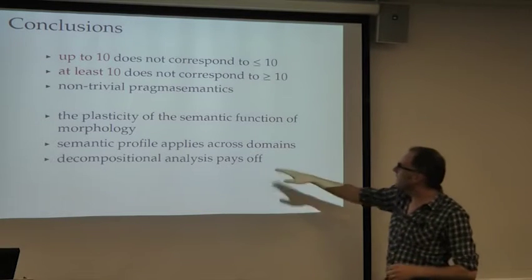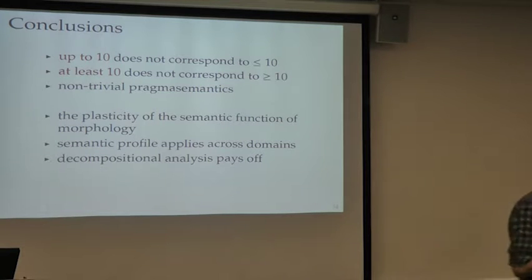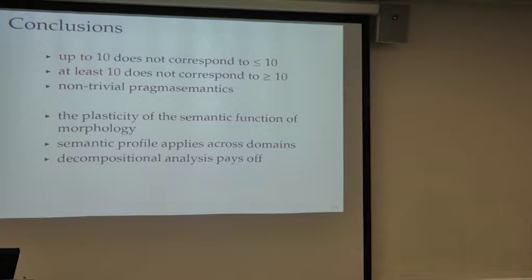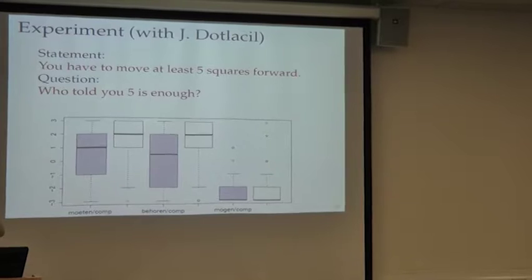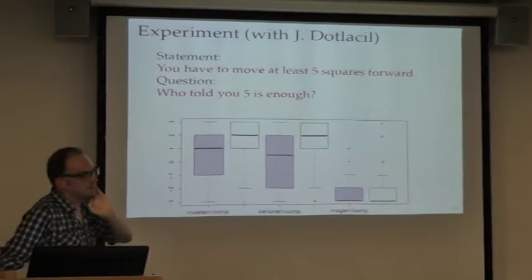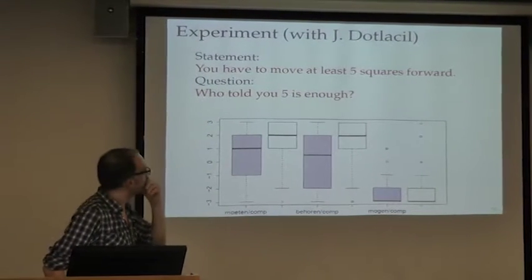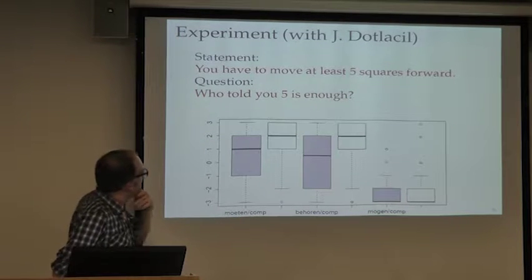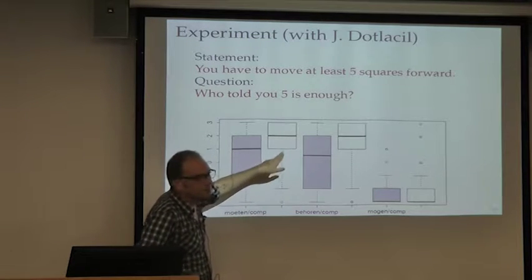There's one other thing that I haven't talked about, and that is something I'm quite enthusiastic about always: a decompositional analysis pays off. When you do semantics, you shouldn't look at "at least 10" and then just look at it as a whole. Do they trigger implicatures to the same extent, to the same strength, if you want? And what we found is that this is a superlative modified numeral.